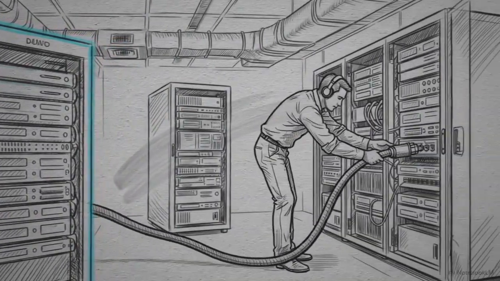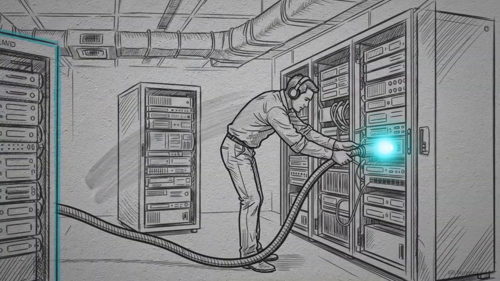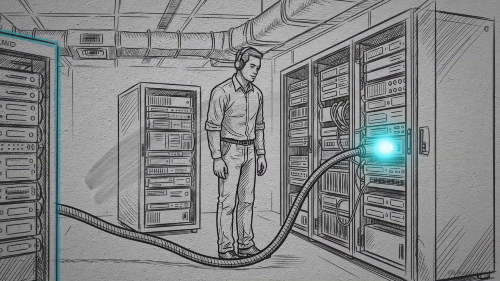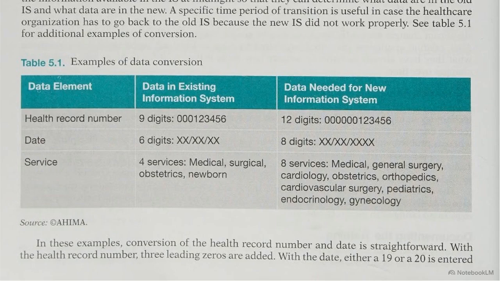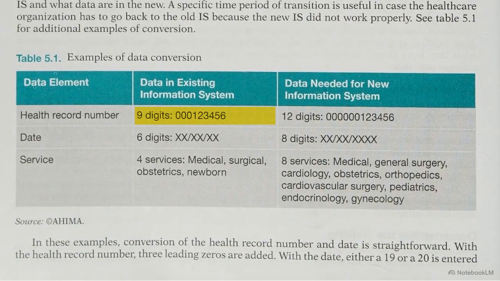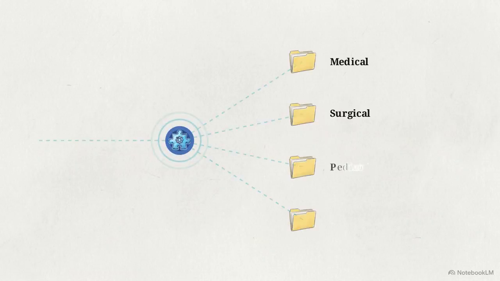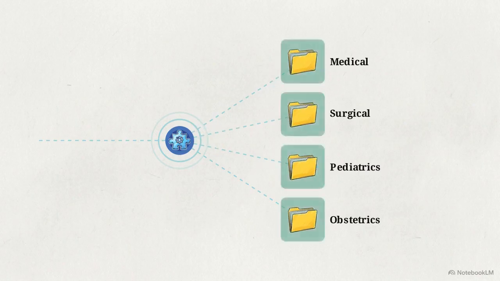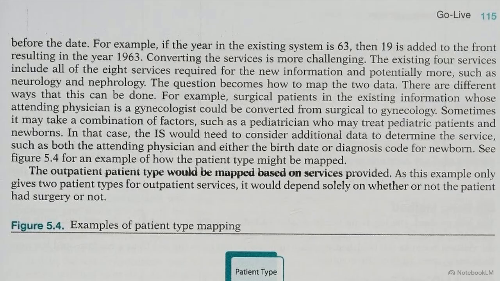Because no information system operates in a vacuum, launch requires the migration of legacy data. Table 5.1 summarizes data conversion parameters, mapping historical fields to new formatting logic. For example, converting a 9-digit health record number to a 12-digit field requires the program to explicitly append 3 leading zeros to every historical patient record. Beyond simple formatting, conversion involves the logical reclassification of patient types and clinical services to fit a new organizational hierarchy. Figure 5.4 demonstrates how these relationships are mapped.